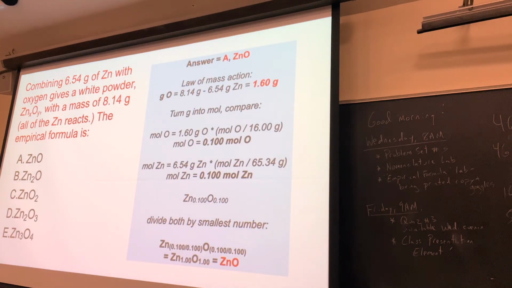And again, long story short, 6.54, all of the zinc was used up, so I turned that into moles. The difference between before and after, 1.60 grams, that's the oxygen that was added. So I turned that into moles, 1-to-1 ratio, zinc oxide. All right. But I'm more interested in doing the next problems, I'll be honest, so I'm going to skip this. Any questions?